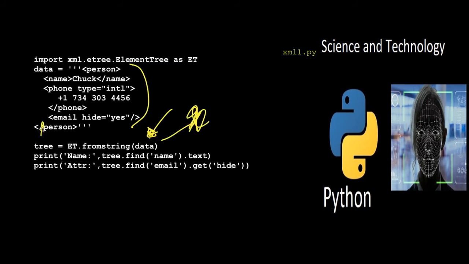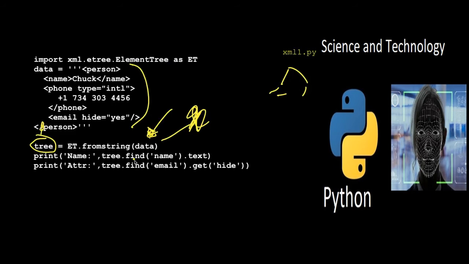But this doesn't have a syntax error. So then what we do is we get back an object. I just happen to call it tree because it kind of is like that tree version of the XML. That is an object that we can then query to pull data out of it.